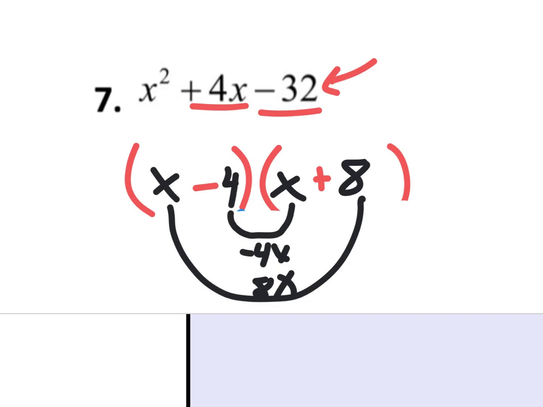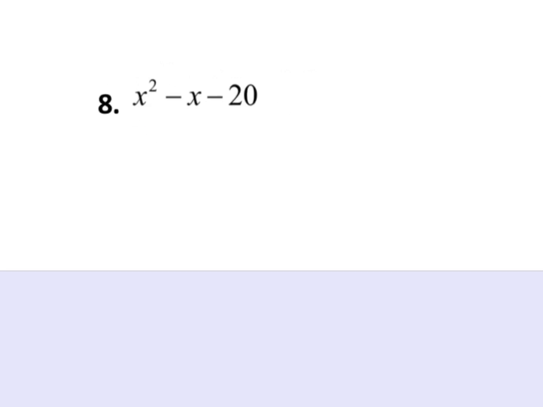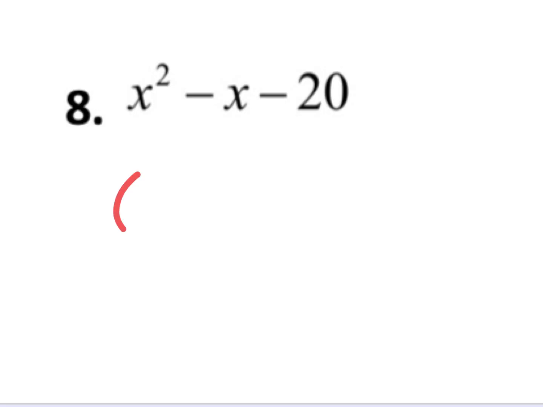You get how you can check these? And it's so important to check them. Such a big deal to check them. If you're not checking them, you're going to get a ton wrong. Because you'll think you did it right, and then you won't.